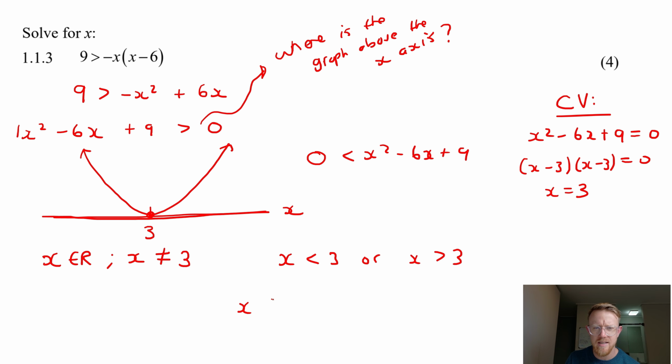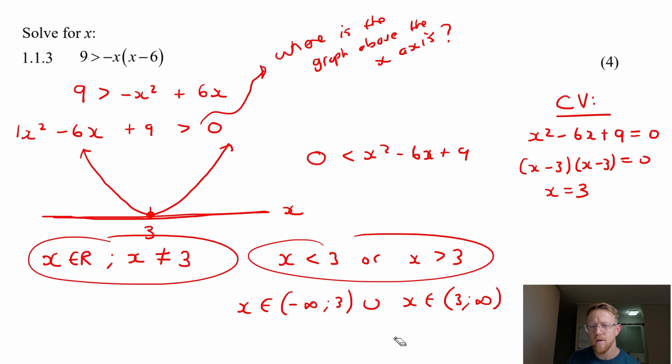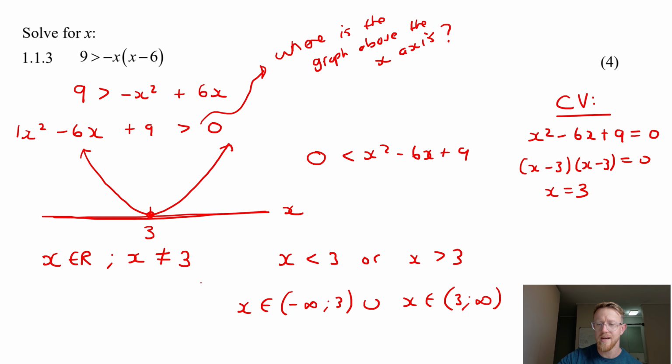Or you could even write it as x is an element from minus infinity up to 3, or x is an element from 3 up to infinity. You can use this method, or that method. All three of those are correct.